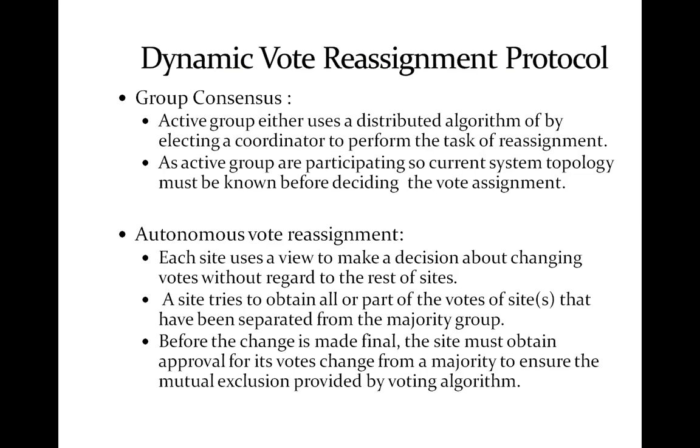Since each site operates on its own, the global vote assignment may not be as effective as the vote assignment in the group consensus method. That is why the group consensus method seems to be a better method than the autonomous. However, this autonomous vote reassignment method is quicker, simpler, and more flexible, even though the group consensus vote reassignment method is better considered.